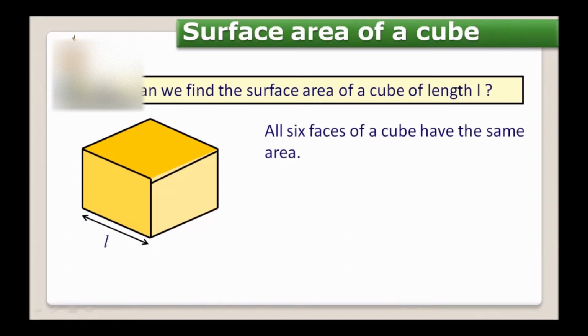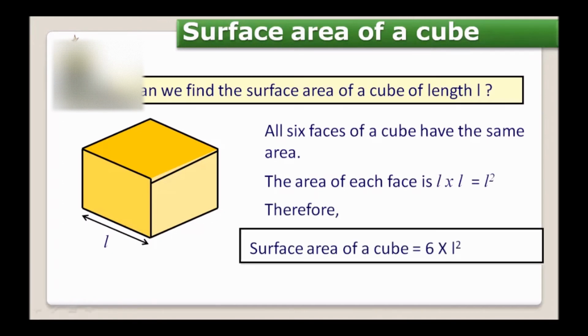Now let us suppose that the length of one side is L, then area of the one side is side multiplied by side or edge multiplied by edge, or we can say L multiply L, which is L square. Now this is the area of one side, but we know that in a cube there are 6 sides. So we will multiply L square with 6. So the surface area of a cube is equal to 6 multiplied by L square.